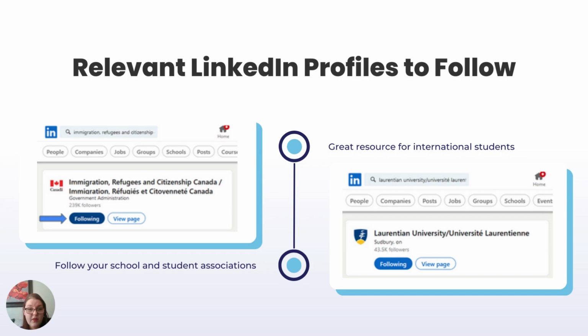Some relevant links and profiles to follow. As an international student or an international immigrant, you will probably want to follow Immigration, Refugees and Citizenship Canada. That's a great place to follow with content relevant to you. And you also might want to follow school and student associations. This one is through Laurentian University, which is a school that I've attended, and same with our founder, Sabrina. So that would be a relevant place to follow, as well as the alumni associations, etc. Things like that.